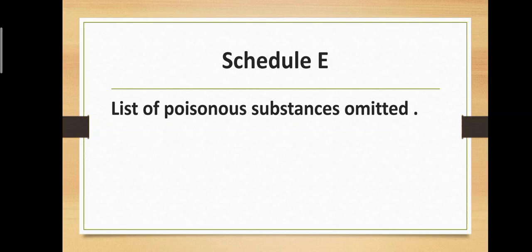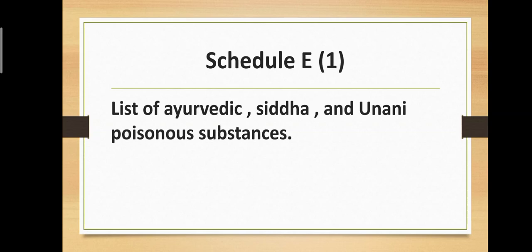Schedule E: list of poisonous substances. These are omitted. Schedule E1: list of Ayurvedic, Siddha and Unani poisonous substances.